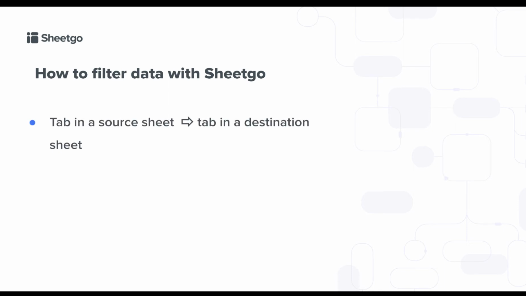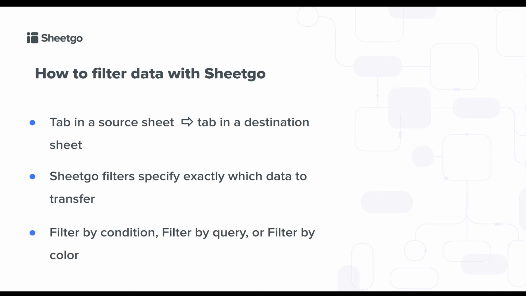A Sheetgo connection brings data from a specific tab in a source sheet to a tab in a destination sheet. And with Sheetgo filters, you can specify exactly which data to transfer instead of the entire tab. We have three different filter types.